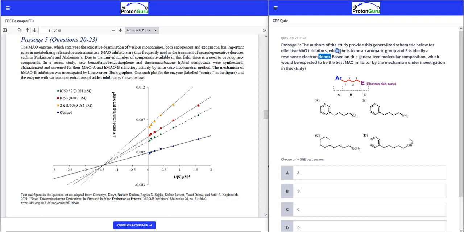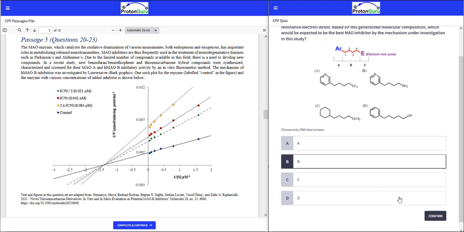So which one of these two is right? They both have aromatics and electron donor groups. Well, the last thing that doesn't mention the text of the question, but is in the picture, is that there should be a 4-carbon chain between the two. 1, 2, 3, 4, 1, 2, 3, 4, 5. So B is the only one that meets all of the criteria that the authors lay out for being a good MAO inhibitor.